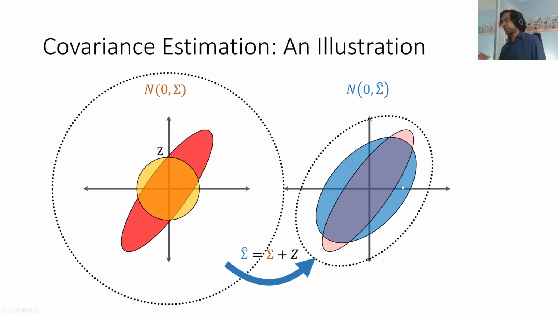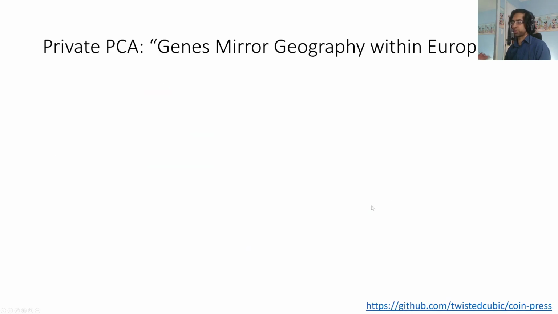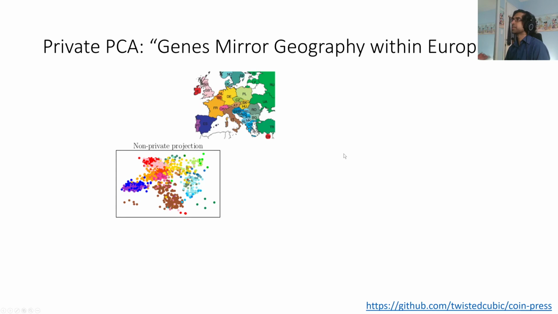Cool. So I could present to you some more experimental results in this setting, but instead let me focus on a cool application, which I think is rather promising for differentially private exploratory data analysis. Let me tell you first about a study done by November et al., which appeared in Science in 2008, called Genes Mirror Geography Within Europe.